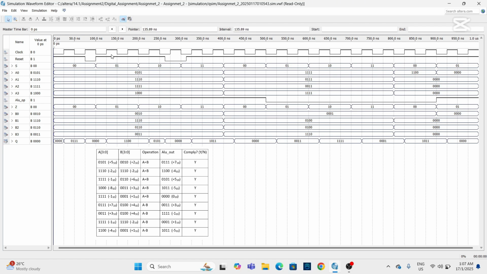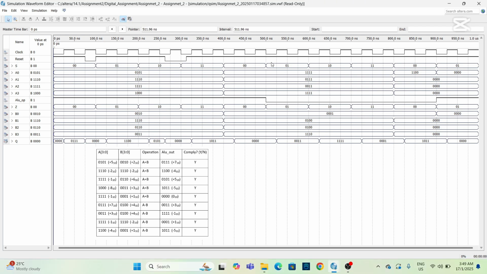And for the next one, the S is 01, thus 1110 is selected, and here 1110 is selected also. So this will add with this and we will get an output of 1100. Now let's move to the subtraction part.